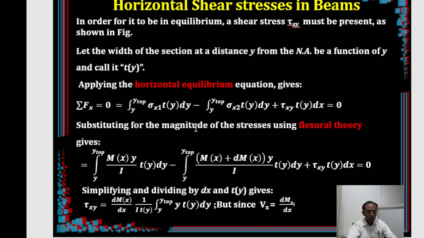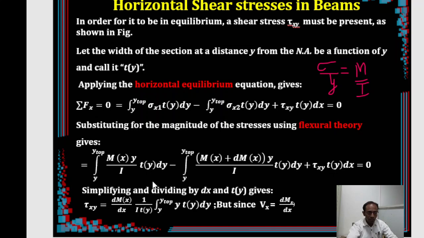Substituting for the magnitude of the stresses using flexural theory, which we have already studied in the previous chapter, where we derived the pure bending equation M by I is equal to sigma by y. From this pure bending concept, you can rearrange the terms. In place of sigma, you can replace with moment times y by moment of inertia. So you replace that, you will get this particular equation.